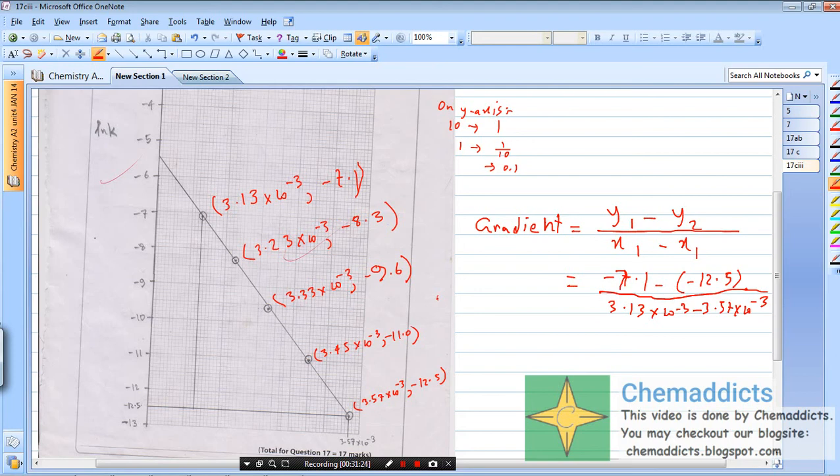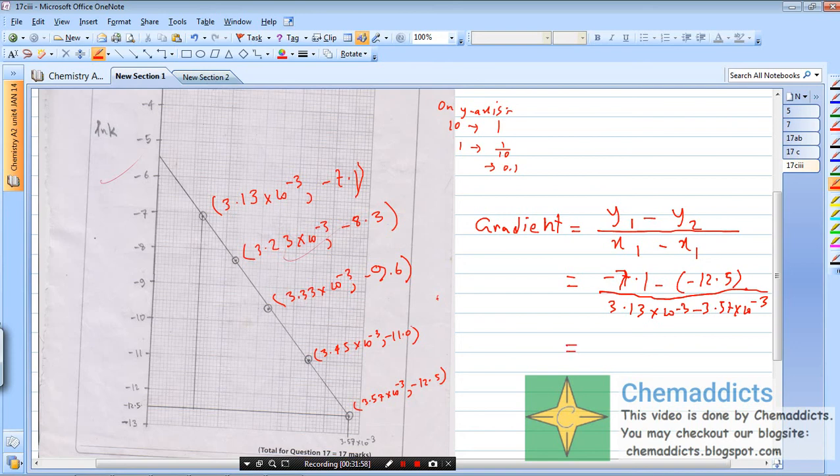This is minus 7.1 minus minus 12.5, and this is 3.13 into 10 to the power minus 3 minus 3.57 into 10 to the power minus 3. The difference of minus 7.1 minus minus 12.5, divided by the difference of 3.13 into 10 to the power minus 3 minus 3.57 into 10 to the power minus 3. Okay, so that's how we're gonna find the gradient.